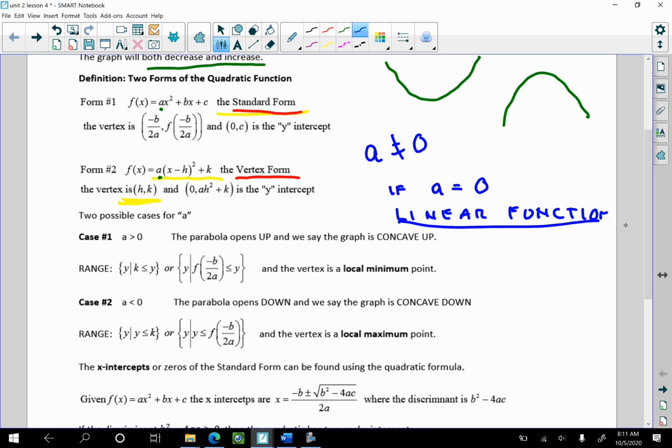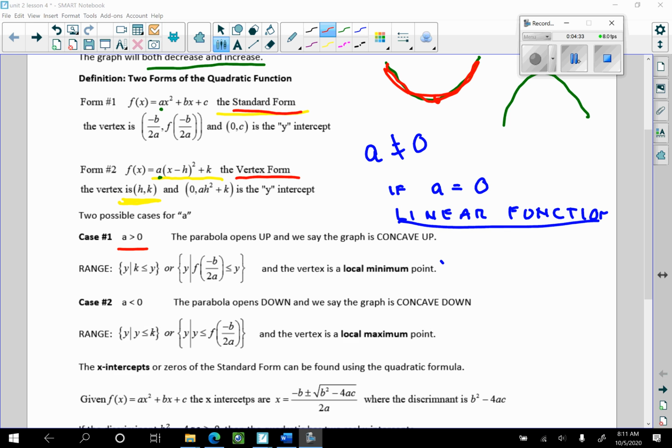So case number one, if a is greater than 0, the parabola opens up. And we say the graph is concave up. This graph here is concave up. It has a minimum point. Concavity is a very important topic in calculus, so it's good that we know about concave up. This parabola opens up if a is greater than 0, and we say the graph is concave up.